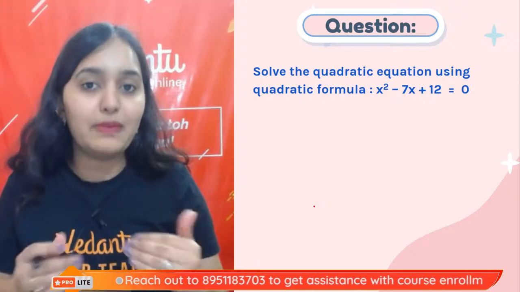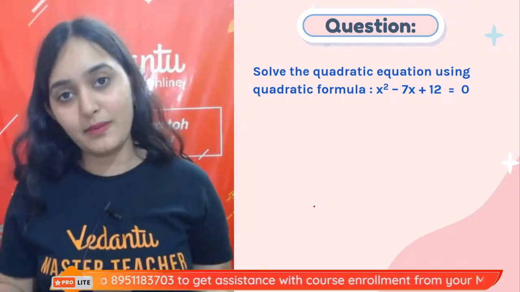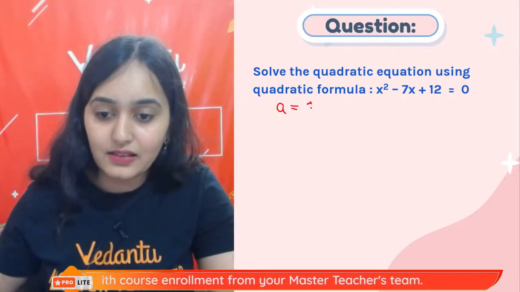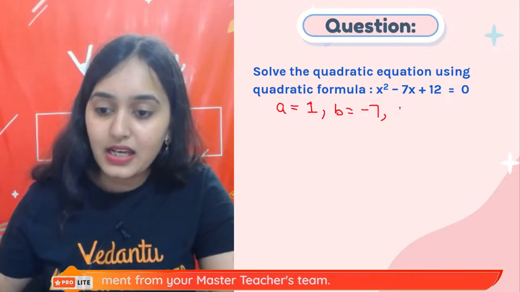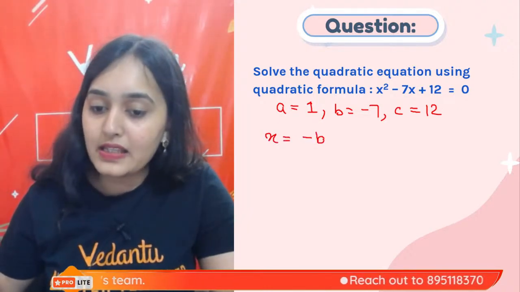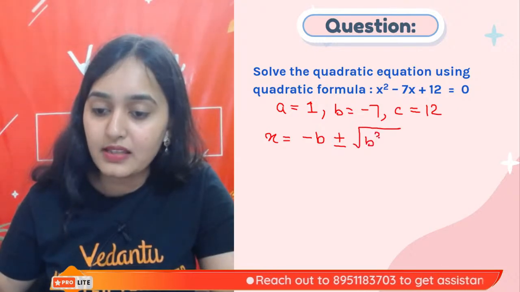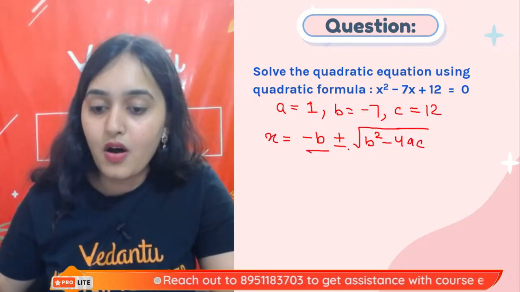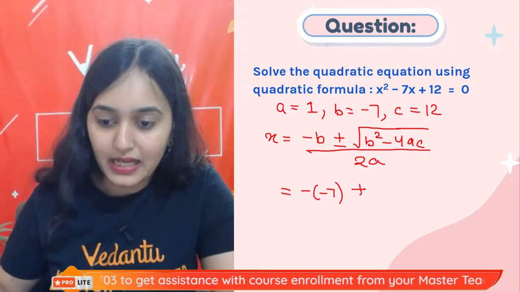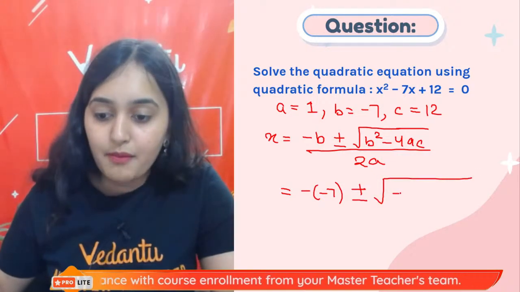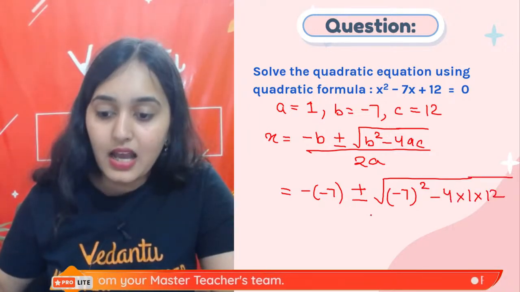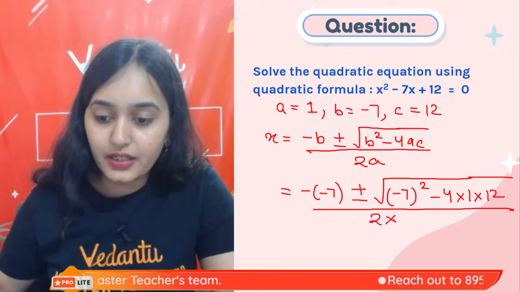I know, समझ में नहीं आ रहा होगा. Let me solve one equation for you. ठीक है? एक equation में solve करके बताती हूँ आपको. So this is my equation in the standard form. In this equation, A is 1, B is minus 7, C is 12. Let us put it in the formula. So x is equal to minus B plus minus root over B square minus 4AC upon 2a. So this is equal to minus of minus 7 plus minus root over minus 7 whole square minus 4 into 1 into 12 upon 2 into 1.